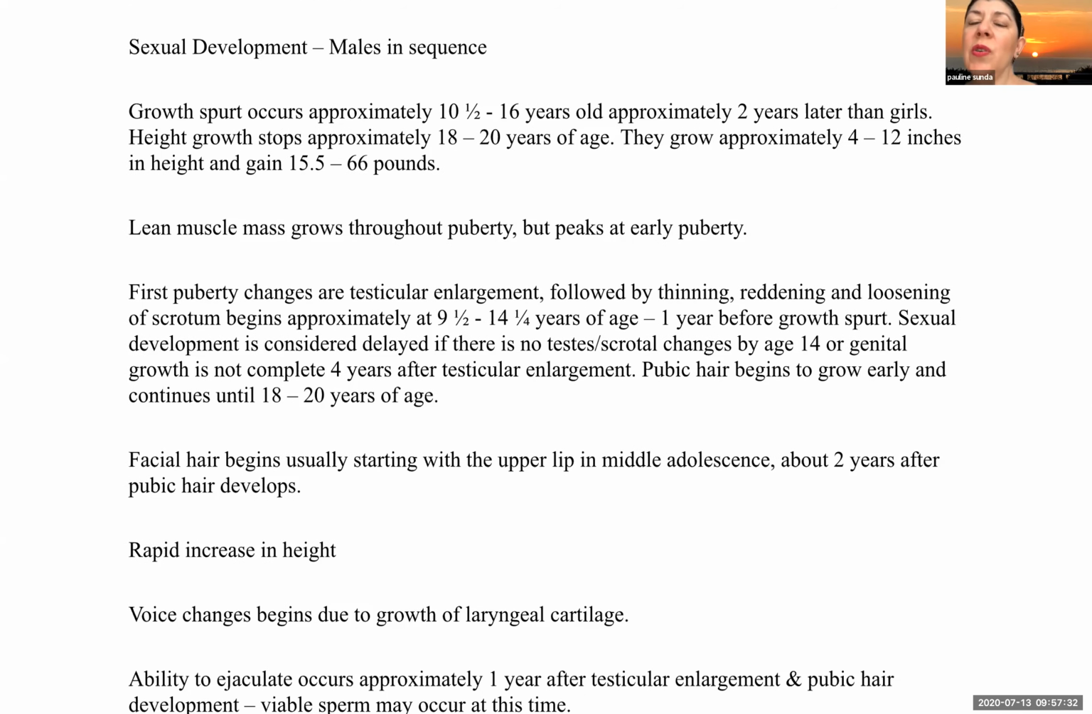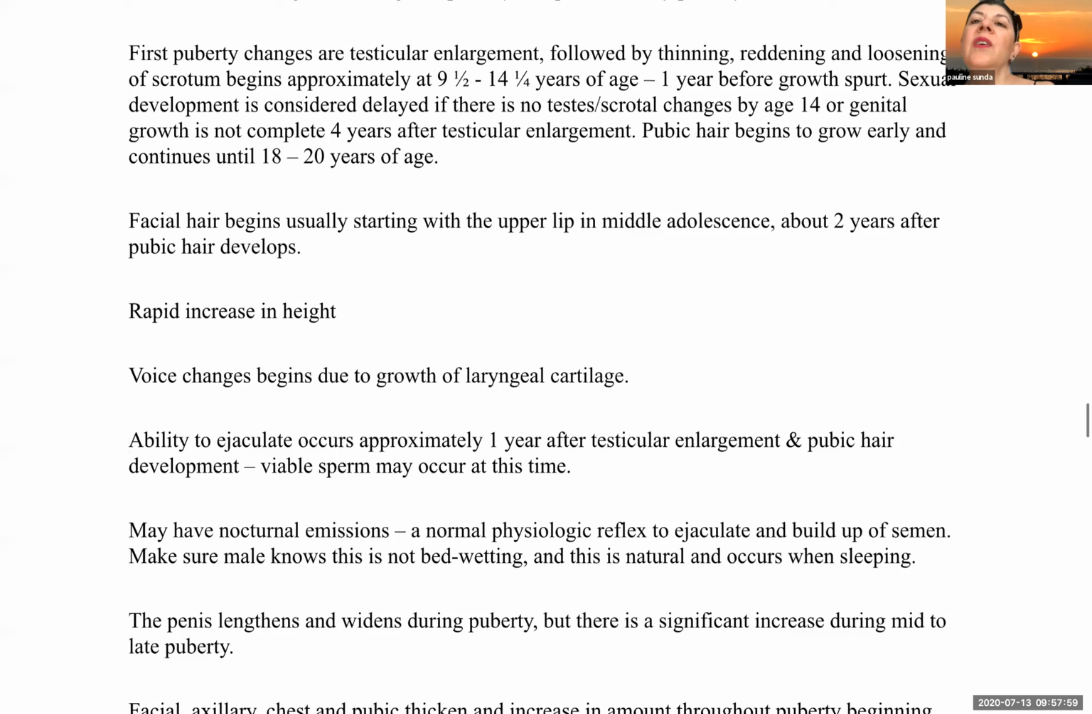So the growth spurt occurs approximately 10.5 to 16 years of age, usually about 2 years later than girls. The height growth stops about 18 to 20 years of age. They usually grow about 4 to 12 inches in height and gain 15.5 to 66 pounds. Lean muscle mass grows throughout puberty, but it peaks during early puberty. The first puberty changes are testicular enlargement, followed by thinning, reddening, and loosening of scrotum tissues.